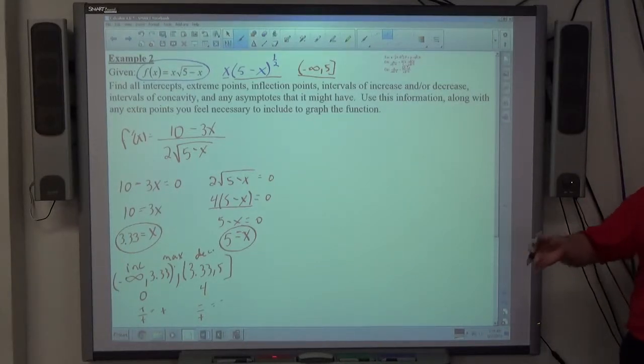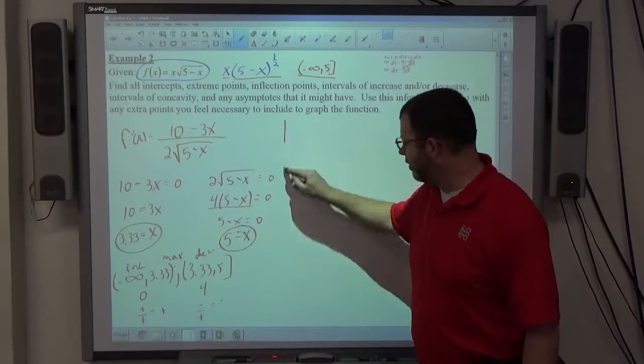Okay, find the first derivative, find your critical numbers, create your intervals, test the intervals, and establish increasing, decreasing, and of course, max and min. Once you've done all that stuff, now we move on to the second derivative.